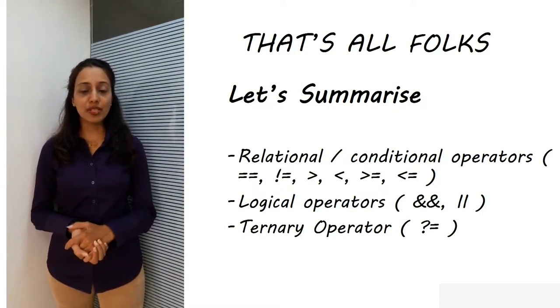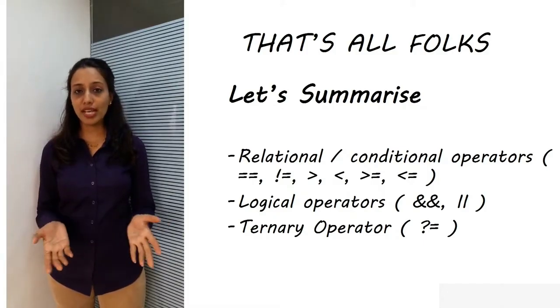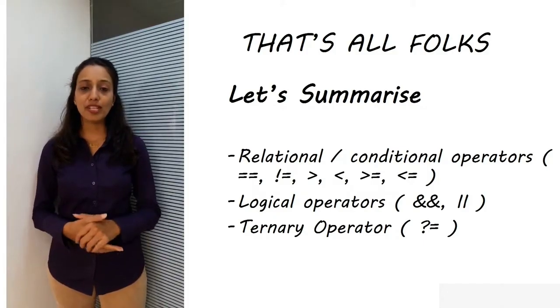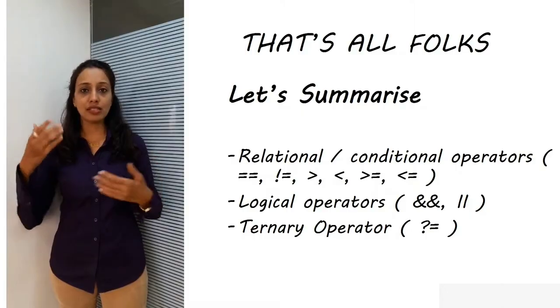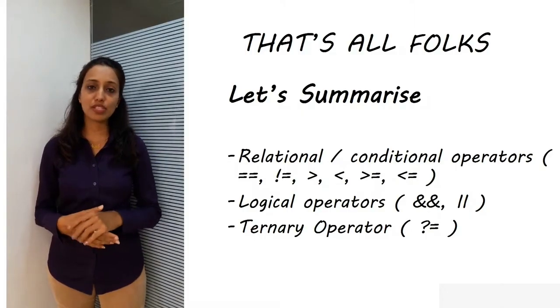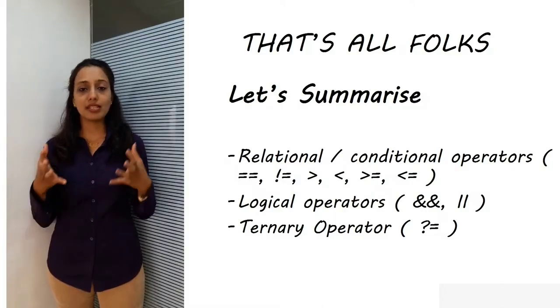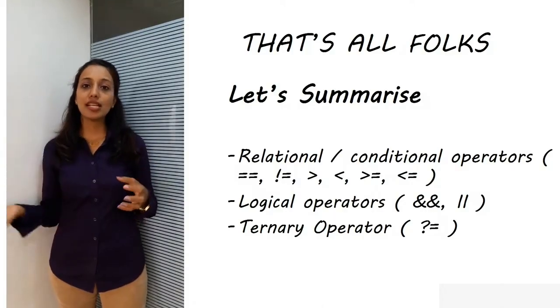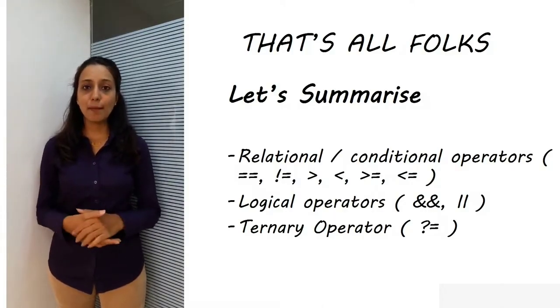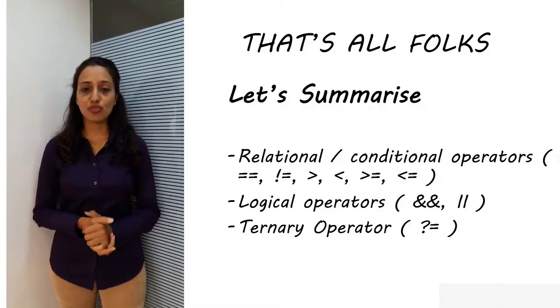And the last one that we have seen is the ternary operator, which is a shorthand for the if-else construct, wherein if you don't want to use multiple lines of code in if-else, you can use a one-line expression and evaluate the left expression and execute any one of the expressions on the right based on whether the left expression is true or false.